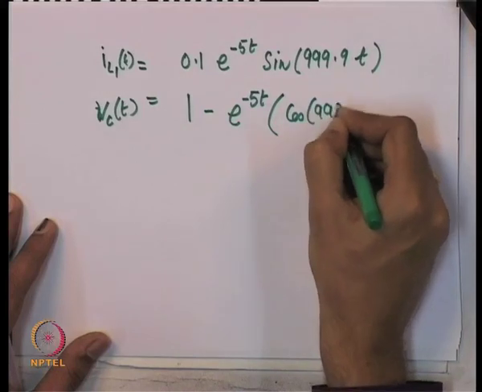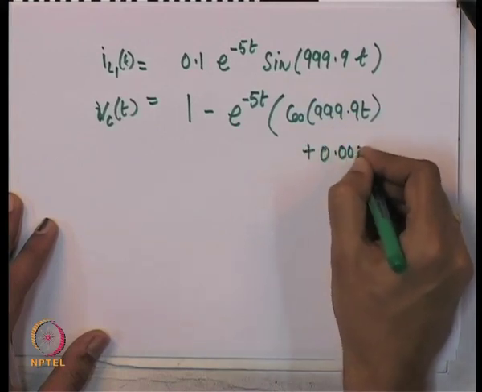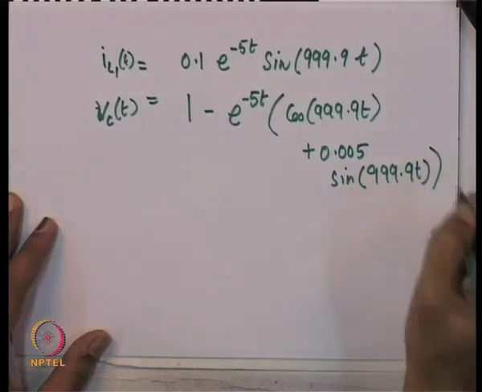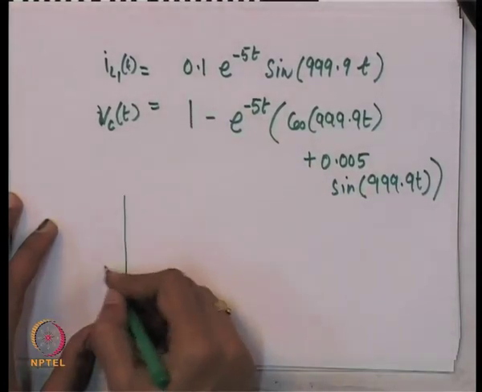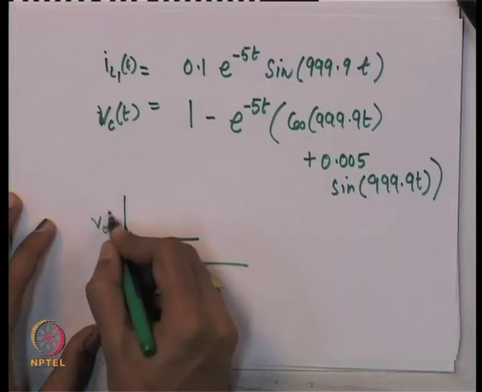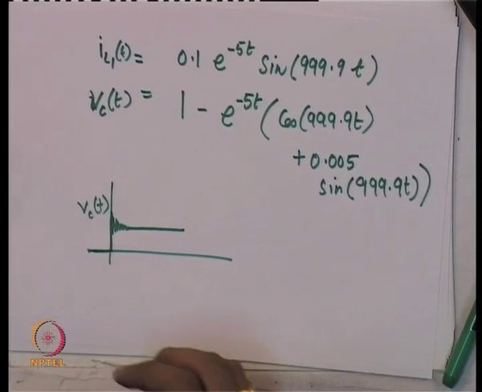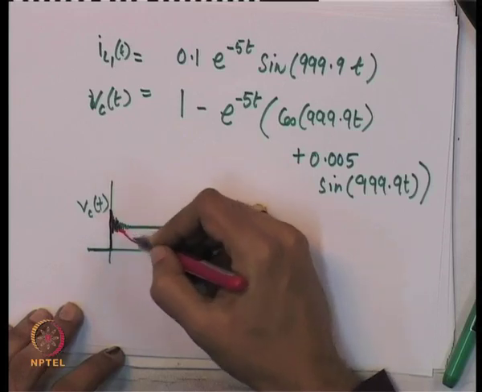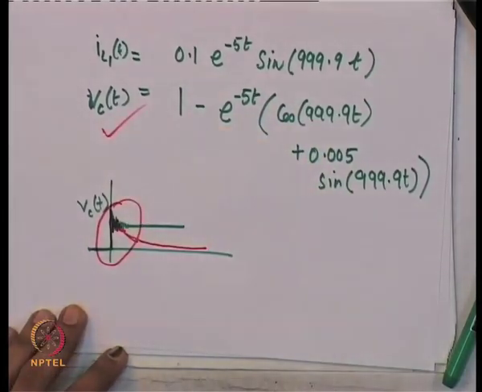Cos plus 0.005 sine 0.005. So this is our response. So what you see is that IL, Vc is this. If you try it, actually find out what Vc is, if you evaluate this, it is this. Whereas what we had got using the complete system was something like this. So actually only in the initial portion this gives the correct result.